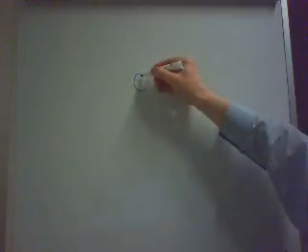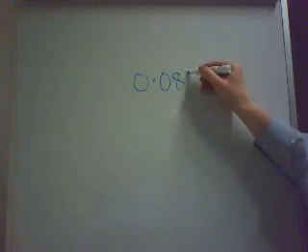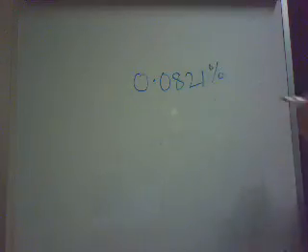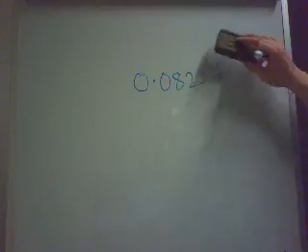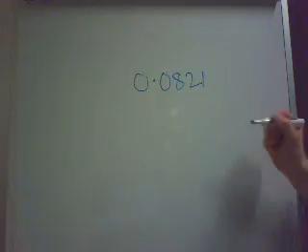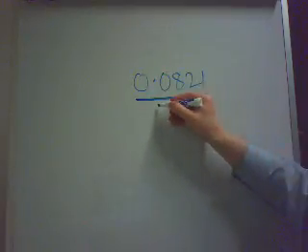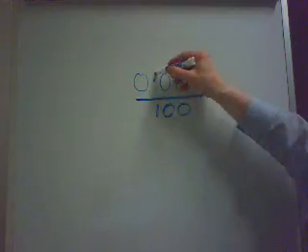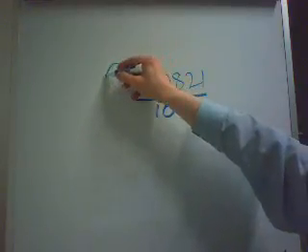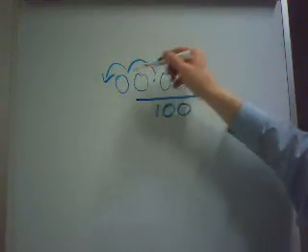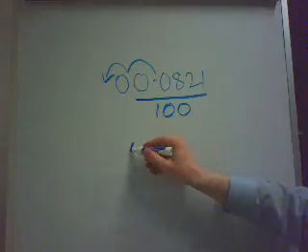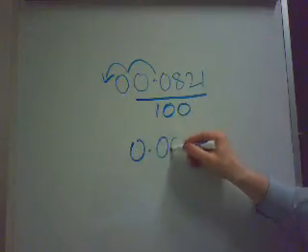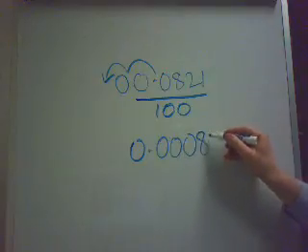Next, we have 0.0821% as a decimal. Well, we can do the same thing. This percent is divided by 100. Just remove the percentage sign and replace it with divided by 100. And again, this decimal point, we have to imagine it moving 2 places. But if we put another 0 in there, we can see that the point is going to move over to here, and we would end up with 0.000821.